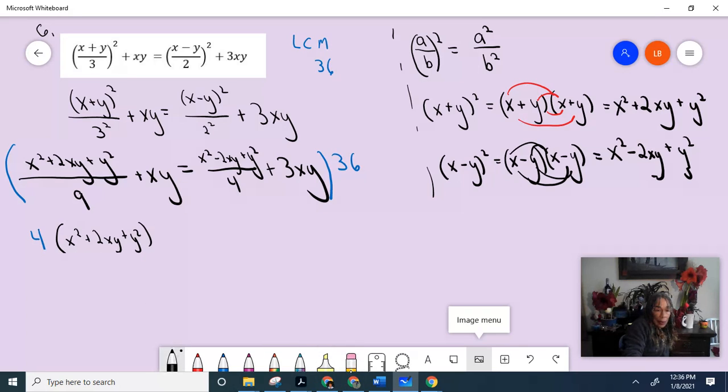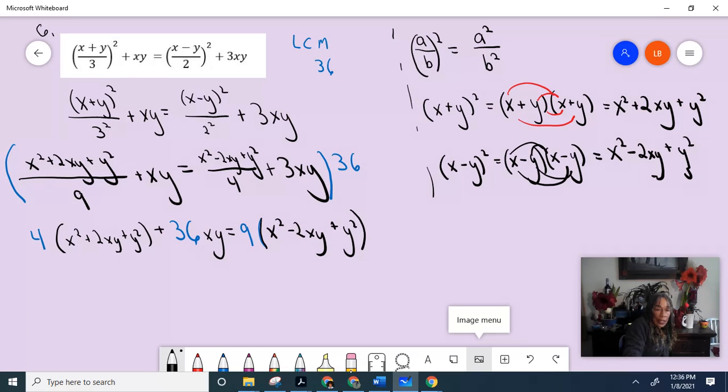All right, and I'm going to multiply the xy times 36, because that's going to matter. And I'm going to multiply 36 times this quantity here. And 36 divided by 4 will clear the 4, that'll clear the 36 and give me a 9. So what's left is a 9 times x squared minus 2xy plus y squared.